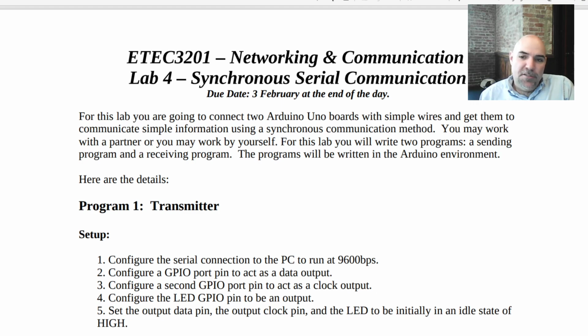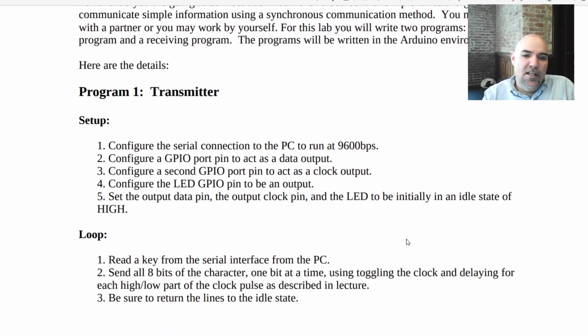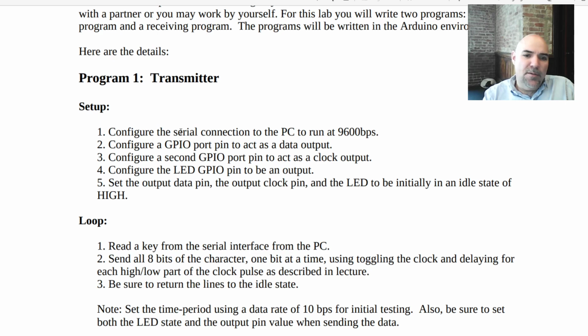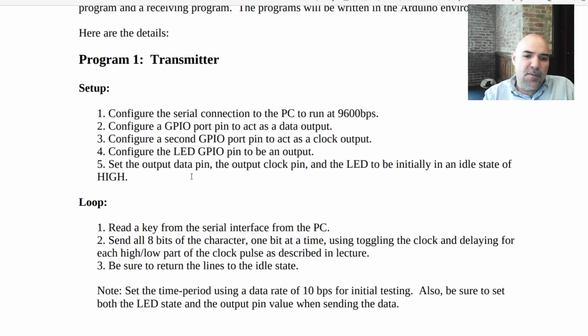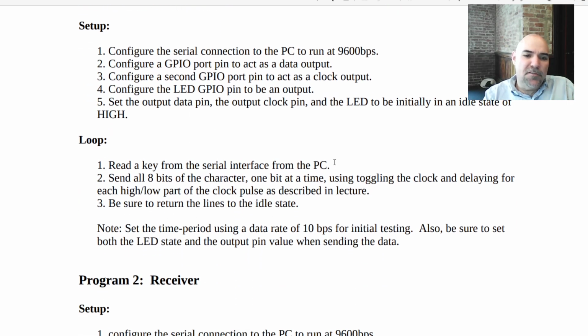Essentially, you're going to write 2 Arduino programs just like last time, a sender and a receiver, and here's the detail for how that's going to work. You're going to have 2 I/O ports instead of 1: one that's going to be the data channel, one that's going to be the clock channel. You're also still going to use the LED so you can see it blink as the data goes over, but you've already set that up. In the loop, you're going to read a key from the serial interface and send all 8 bits of the character 1 bit at a time, toggling the clock signal and delaying for each high-low part of the clock pulses, as described in the lecture slide we were just on.